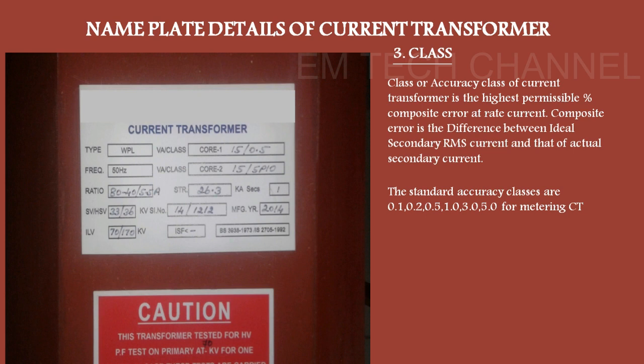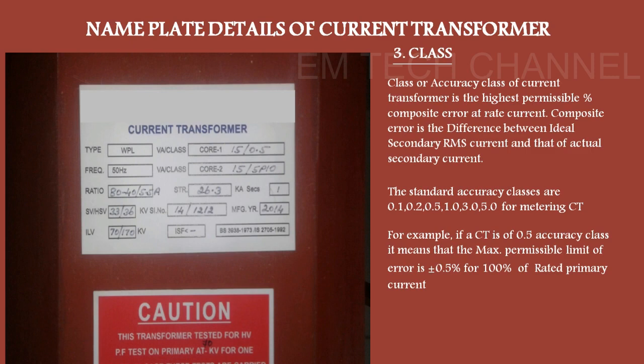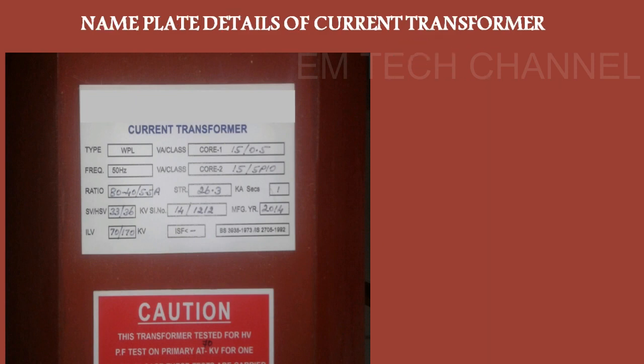When the accuracy class number becomes smaller, the CT is more accurate. For example, if you take 0.1, the manufacturer says this CT at the rated current produces only 0.1% composite error. If a CT is of 0.5 accuracy class, the maximum permissible error is only plus or minus 0.5% at 100% rated current. Now we have seen the accuracy class for the metering type core, and now we are going to see the accuracy class for the protection type.